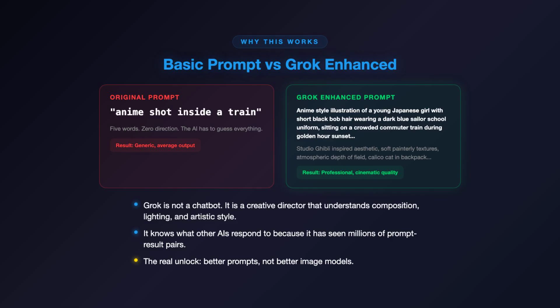Most humans would take 10 minutes to write something that detailed, and it would probably still be less cohesive. This is the real unlock. Not better image models, but better prompts. And the easiest way to get better prompts is to have an AI write them for you. It is a feedback loop that compounds. The AI knows what other AIs respond to because it has seen millions of prompt result pairs in its training data.